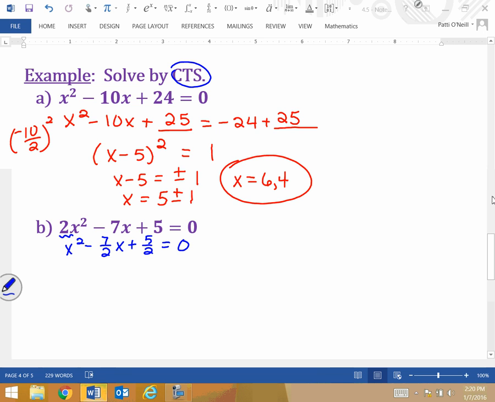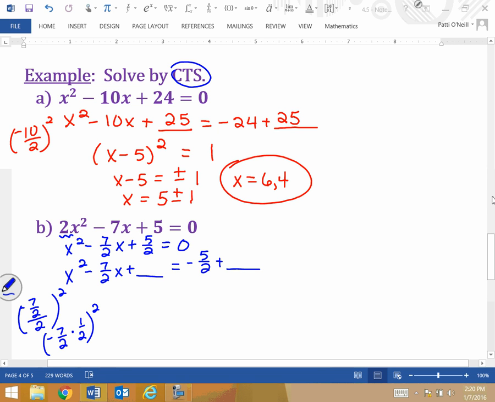I need to move the constant to the right-hand side: x squared minus 7 halves x, leave my blank, and add my blank on the right side. Now to figure out what I put in those blanks, I take the negative 7 halves and divide it by 2 and square it. So negative 7 halves divided by 2 is the same as multiplying negative 7 halves by 1/2. So I'm going to square that. That gives me negative 7/4 squared, which is 49/16.